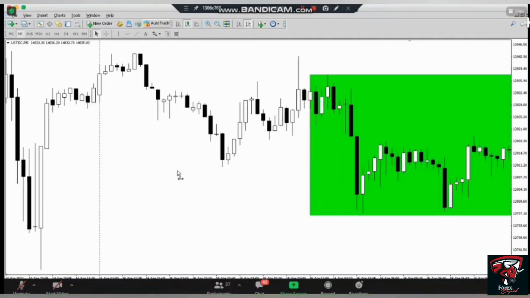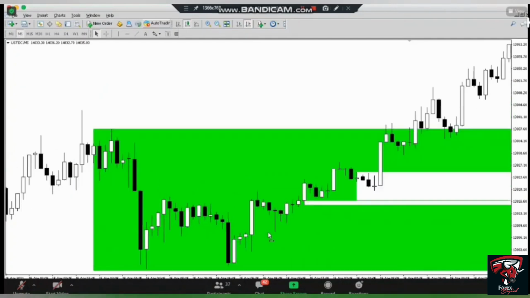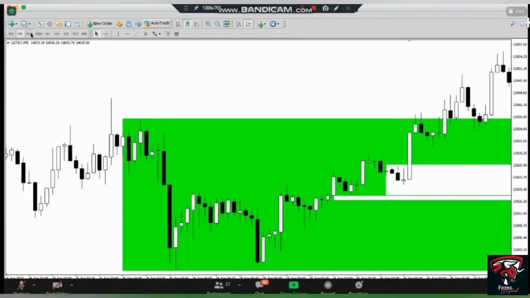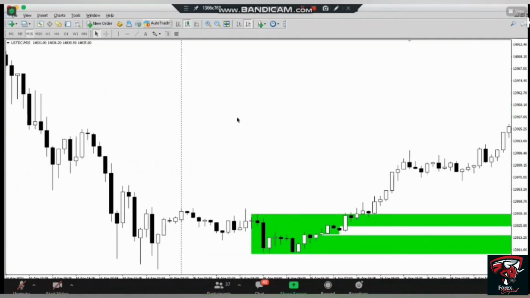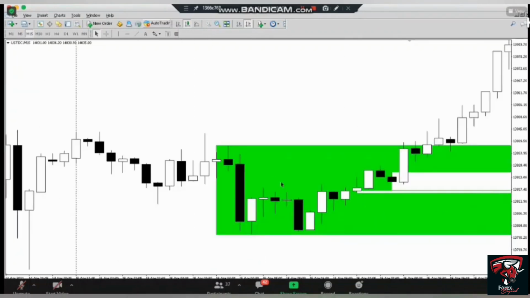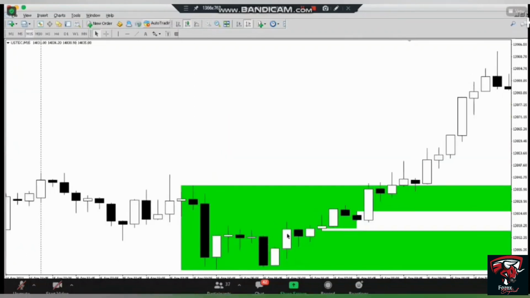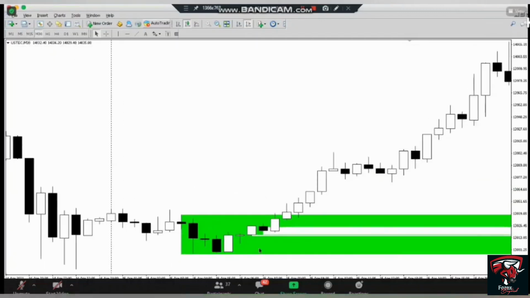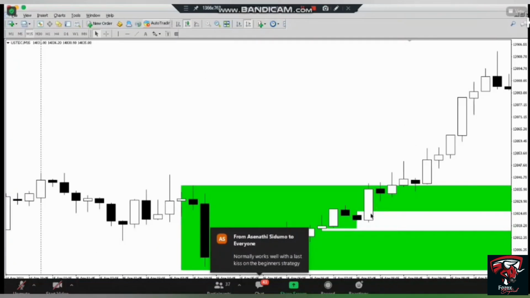Wait, I'm investigating something. I want to find an order block. I think I saw one on M15 as well. If it's really an order block. This one. No, this one is not an order block. On M30, didn't I see something? Nope. So let's work with this one.